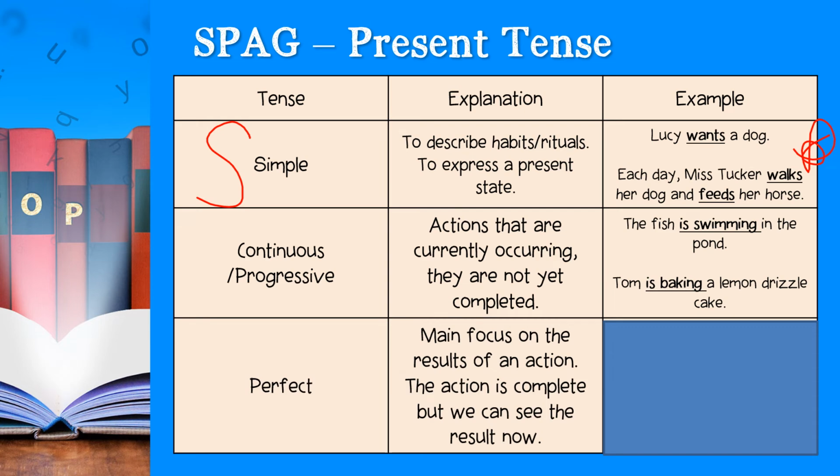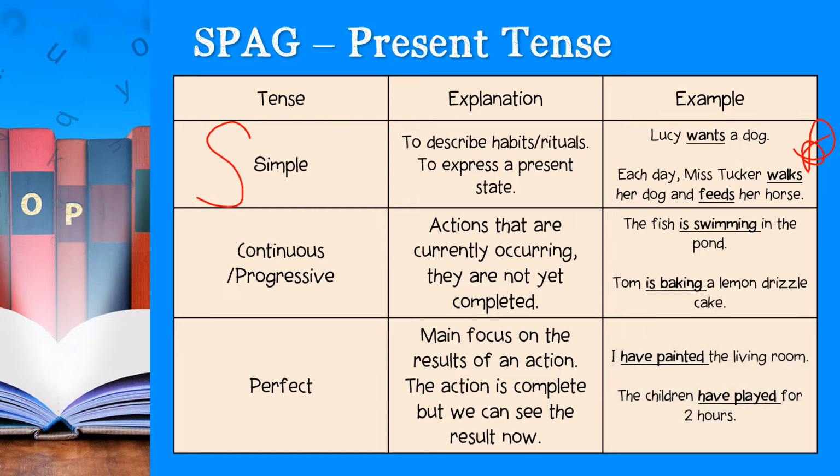And we know our perfect tense means that it is perfectly completed. It's strange to think about perfect tense when an action has been finished, but we're talking about the present tense. So it gets us in a little bit of a jumble. But how I think of it is the action has been completed and we are looking at the result of it. So I have painted the living room.